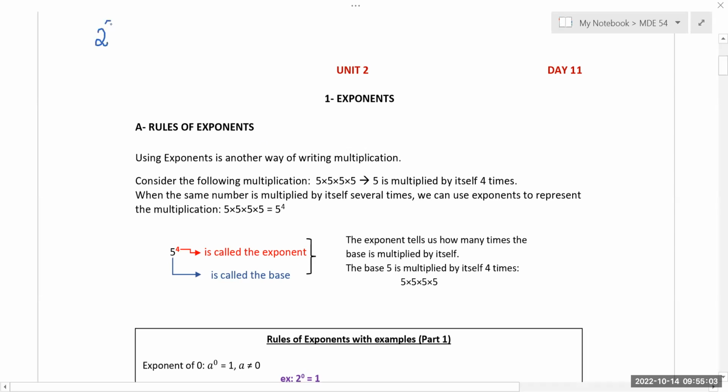If you have, say, 2 cubed, that's the same as 2 times 2 times 2. That tells you how many times you multiply that base number. So exponents are just another way of writing multiplication. If you do 5 times 5 times 5 times 5, that would be 5 to the 4th. That number up here is the exponent, and it tells you how many times you're multiplying. The 5, for example, is the base. So it says multiply 5 by itself 4 times.